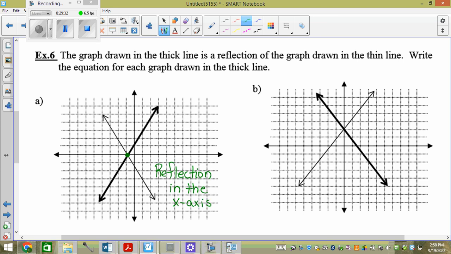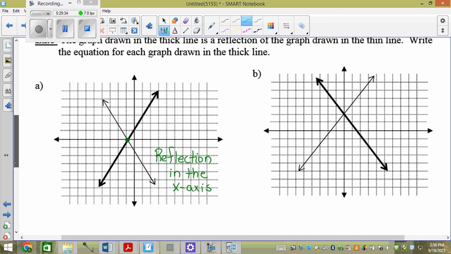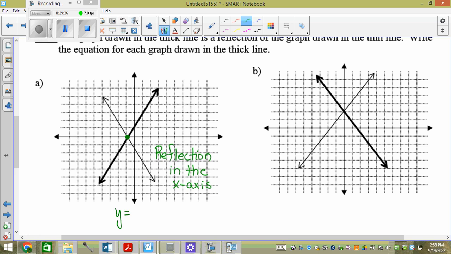When I have a reflection in the x-axis, what does that look like on an equation? Y equals negative f of x or f of negative x? Negative f of x. Because if it's a reflection in the x-axis, my mapping is actually negative y. Right? My y's are being negated. So I would actually get a negative in my y.